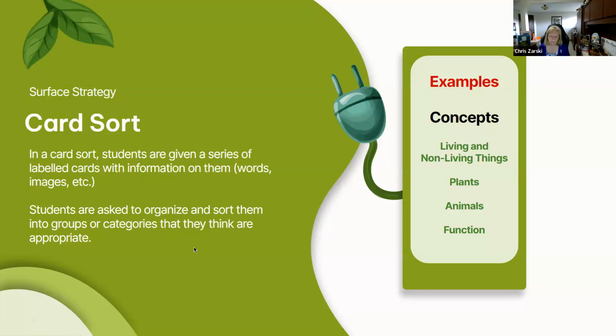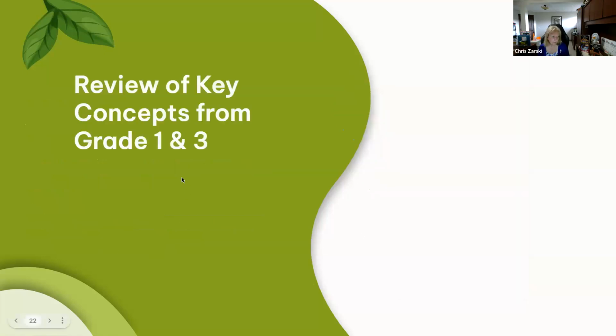So in this case, we've used the card sort quite a bit. You see that Ted's listed a number of them here already, where we've used them for living and non-living. We use them for plants and animals for those different components.